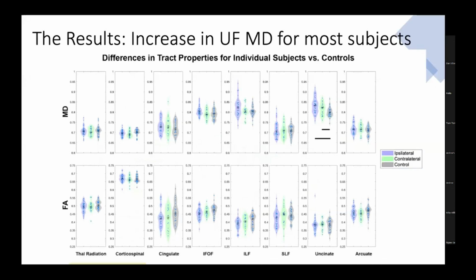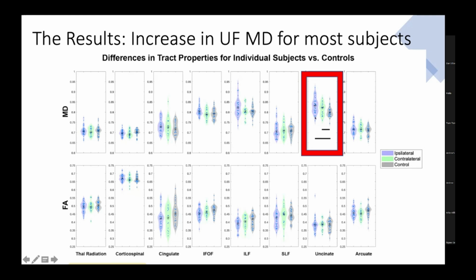So you might wonder, we had 16 patients with mesotemporal sclerosis. Maybe our findings are just driven by that cohort. Maybe it isn't the frontal epilepsy at all. And so we did that analysis. Here, to orient you, we have MD on top and FA on the bottom. In red, you'll see that these black lines represent statistical significance. Gray are the controls, and then we have ipsilateral and contralateral.